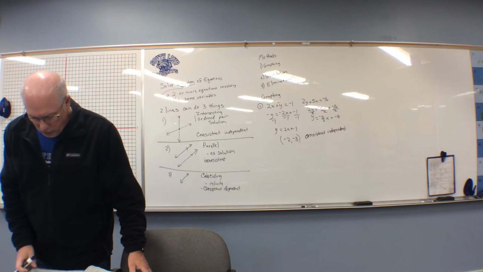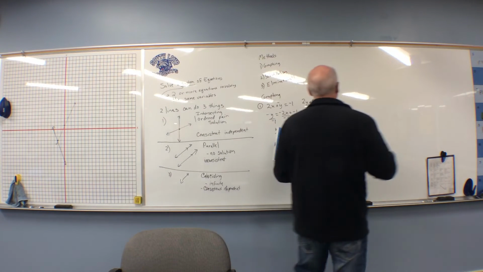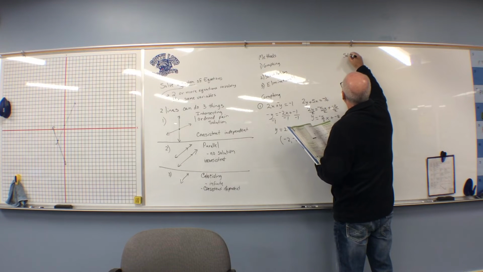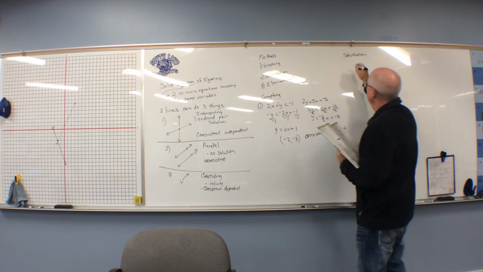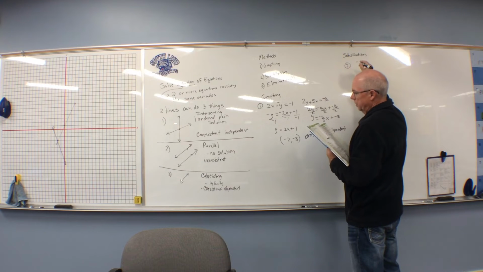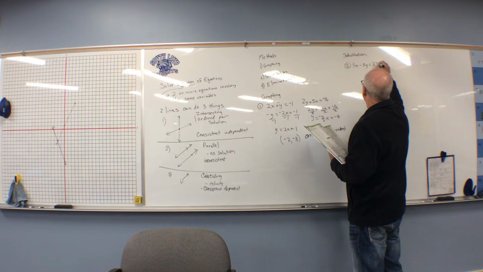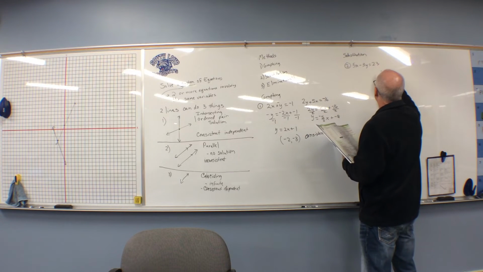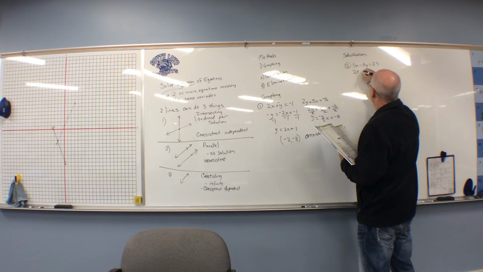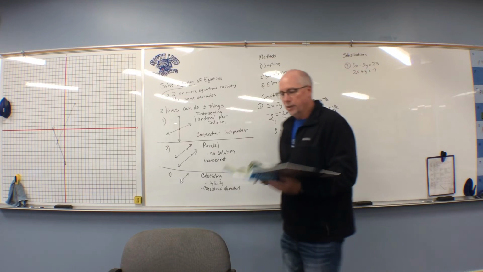All right, the next one we're going to do is substitution. And once again, substitution is wonderful on some of them, not so much on others. I'm going to pick one in which substitution is pretty easy to do. 5x minus 3y equals 23. I'm going to do 2x plus y equals 7. I'm going to make sure I copied it down right. Let's hope I don't have any blunders on this one.